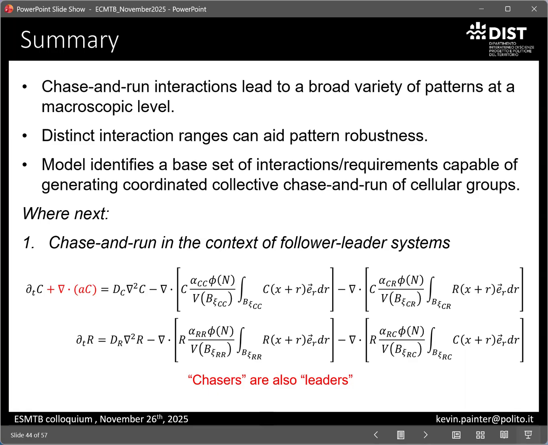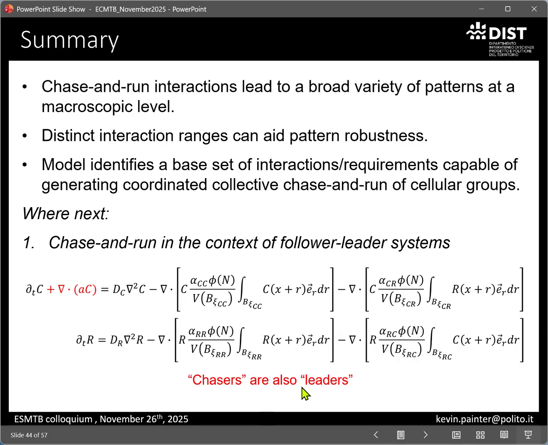Another very hot topic in the context of collective cell or collective animal movement is the idea of followers and leaders, where you have a population that is effectively leading the rest of the group. In the context of this particular model, the question we're currently working on is to add this leader-type dynamic into the system. And that could effectively be done in two different ways.